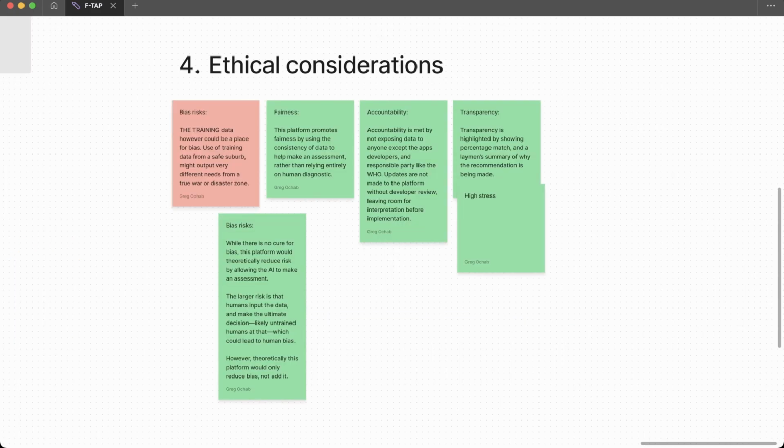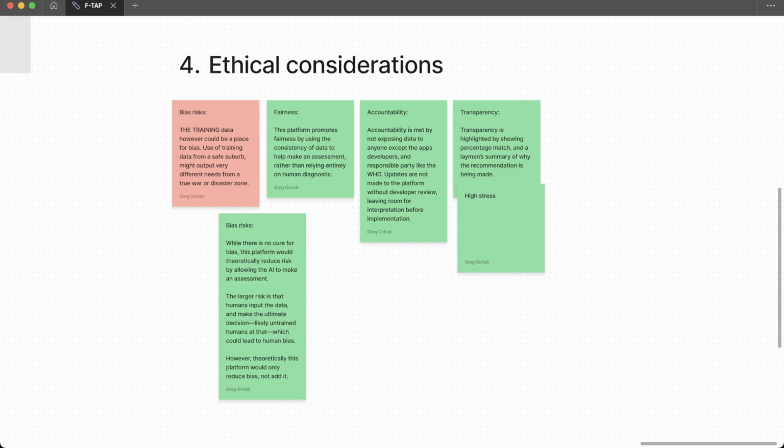Let's talk number 4, ethical considerations. So bias risks. The training data on this platform is a huge risk for bias. This platform cannot just be trained on hospital data from American hospitals. It would need to take into account being deployed at a moment's notice anywhere in the world and the different challenges that the different locales have. So there's a huge risk from not using the correct training data.